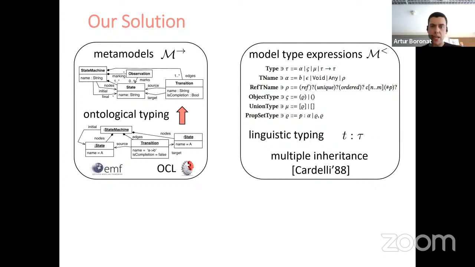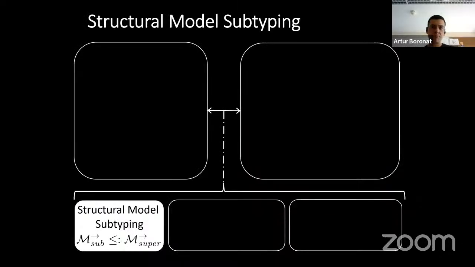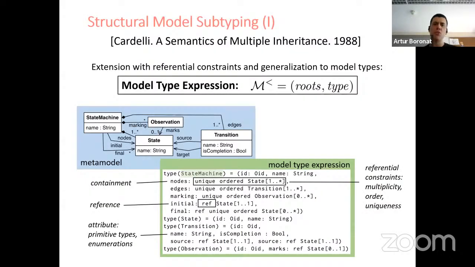In the following slides, I'll explain how we have defined the subtyping operator over metamodels, over metamodel specifications with also constraints, and over behavioral specifications. Let's start with model subtyping.